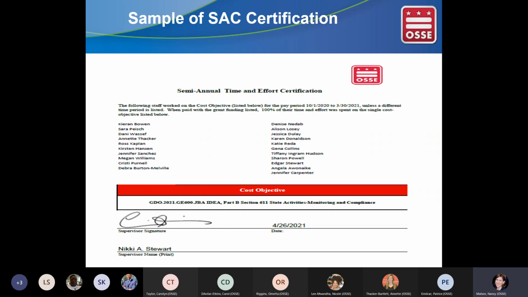But we don't have to put in exactly every percentage on a semi-annual certification when you're just working on one particular cost objective. So Nikki signed this for the whole division, since this falls under K-12. And you'll see it was signed on 4/26. So we had them out by the end of April, and we usually ask them to get them back to us as soon as they're able to verify that.